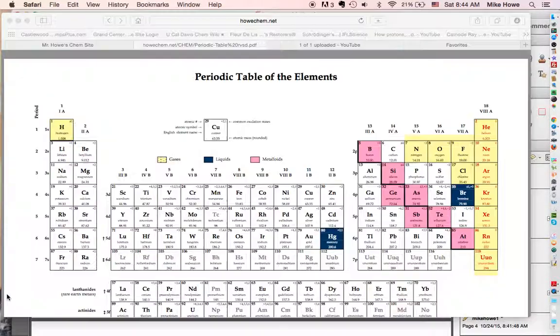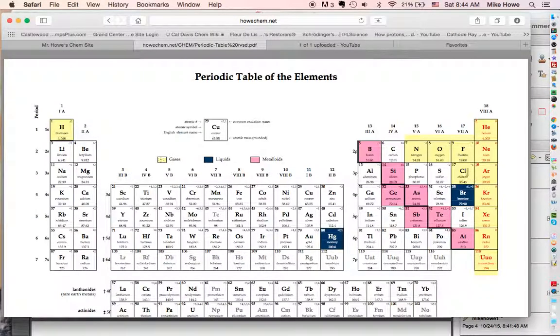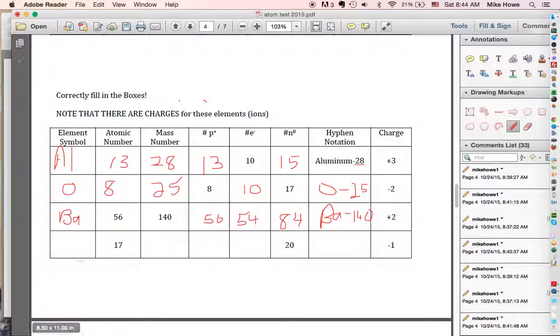Last one, atomic number 17. Go back over here. Chlorine, 17. So it'd be chlorine. We know the neutrons this time is 20. And atomic number 17, so that means there are 17 protons. Protons plus neutrons equals mass. So you're going to have 37 for a mass. 20 plus 17 makes 37.